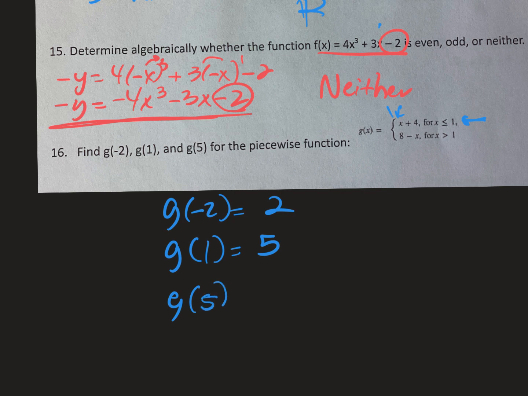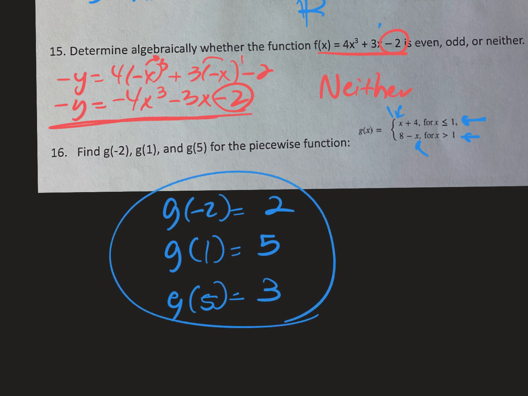Then I got to find g of 5. 5 is bigger than 1. So I'm going to plug it into that x right there. 8 minus 5 is 3. And there are your 3 answers for 16. Just make sure you get all 3 of those.